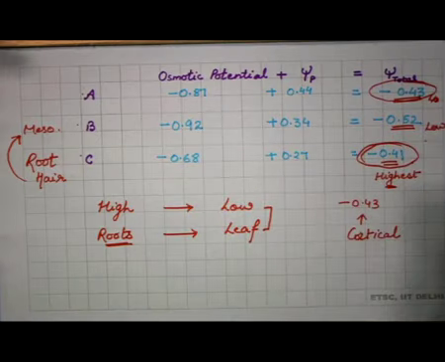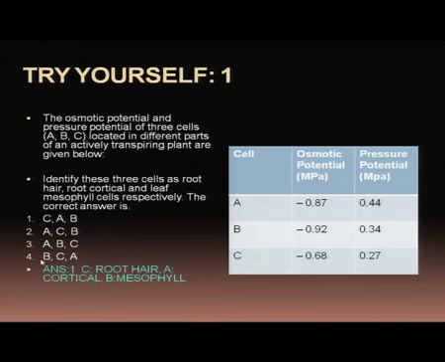Okay. So, let us see which option satisfies our answer. It is the first option. C is the root hair, A is the cortical cell and B is the mesophyll cell.